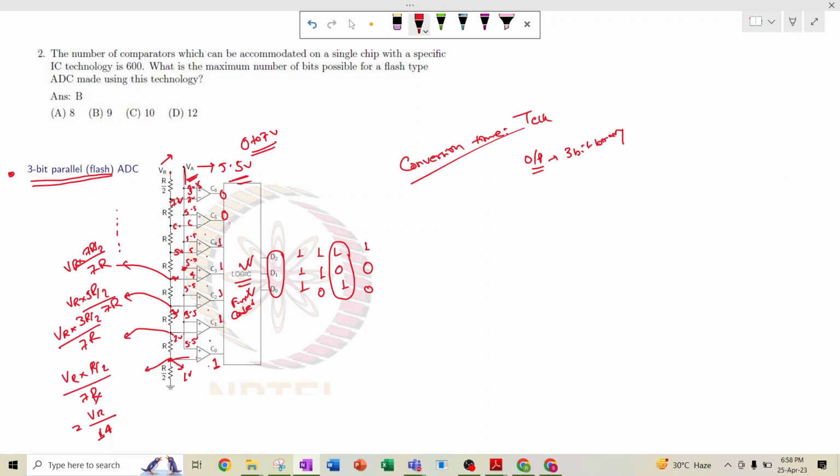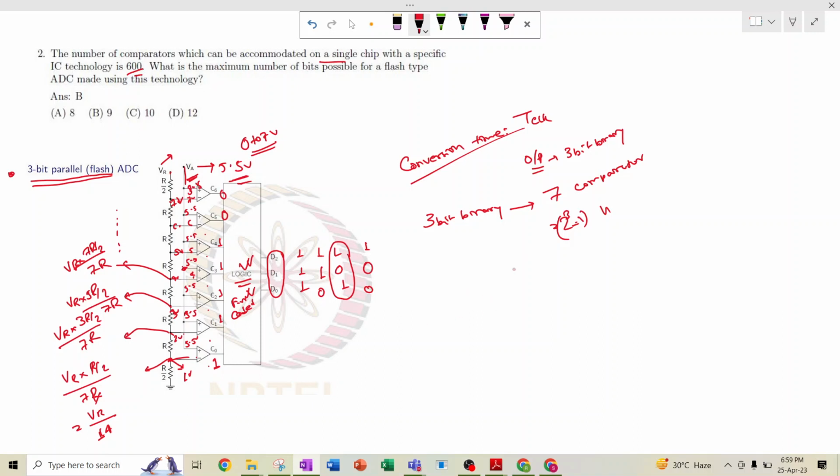Now for 3-bit binary, we need 1, 2, 3, 4, 5, 6, 7. So here we have 7 comparators. 7 comparators means 2 to the power 3 minus 1 number of comparators we need. It is already said that in a single chip the maximum number of comparators that can be accommodated is 600. So what should be the number of bits possible?